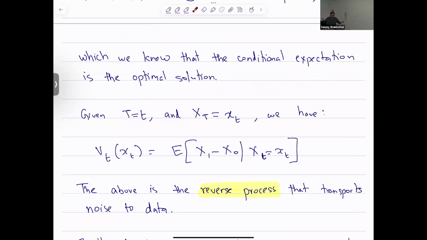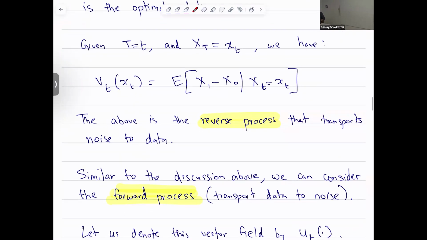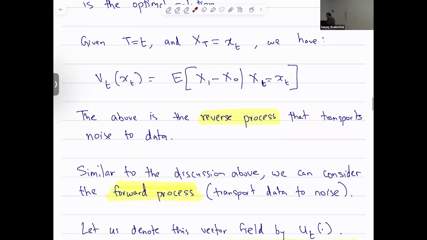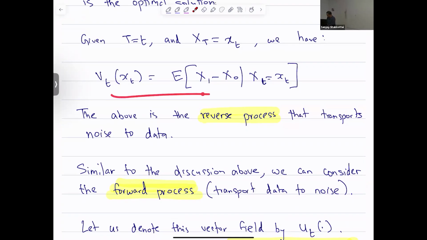So MMSE, the optimal solution is the conditional expectation. Let's say that we have solved it. This V theta is infinitely parameterized so that we have actually solved the MMSE problem. So this is all under the assumption theta is infinitely strong. That parameterization is rich enough so that you can actually solve everything. In that case, this is the process that transports noise to data, whatever this conditional expectation is.